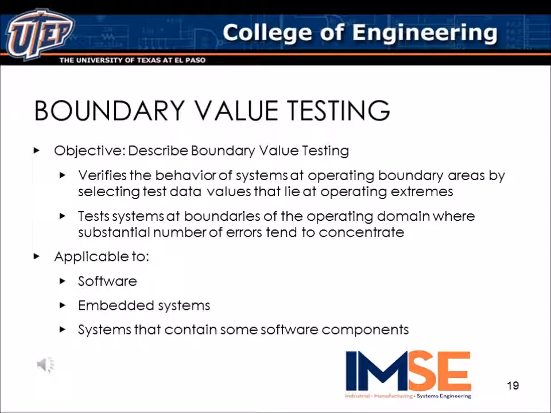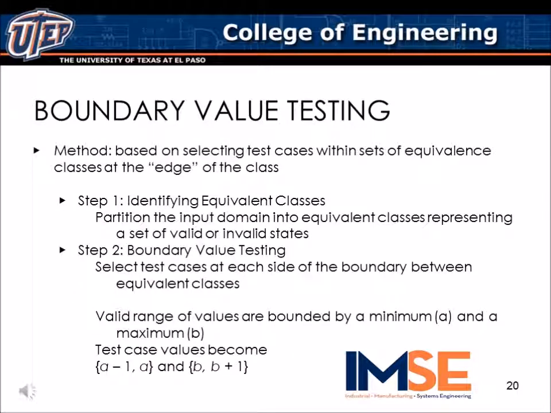Generally, this method is applicable to software, to embedded systems, and systems that contain some software components. The boundary value testing method is based on selecting test cases within sets of equivalence classes at the edge of the class rather than selecting any element at random. This method entails a two-step operation. One, defining equivalence partitioning, and two, generating and executing test cases at extreme ends of equivalent classes.